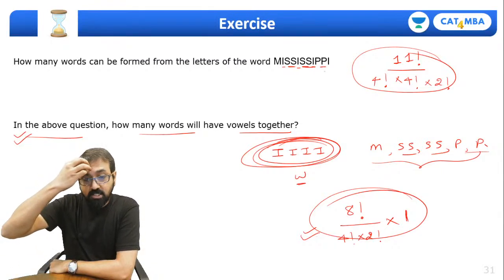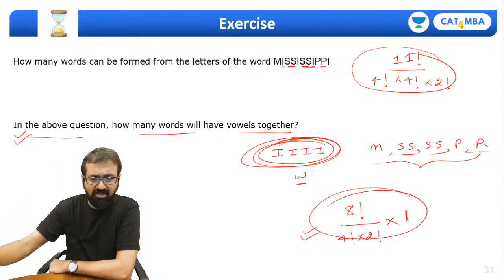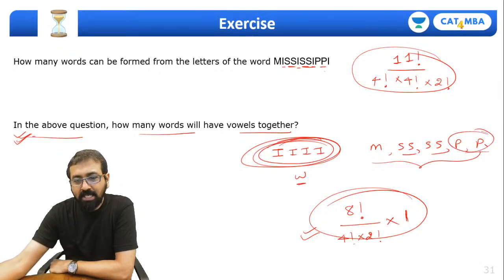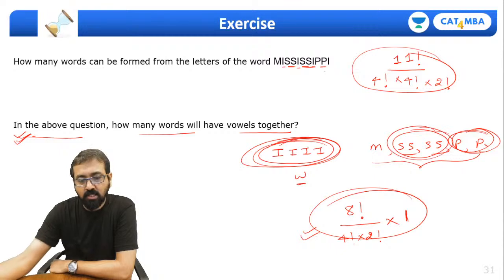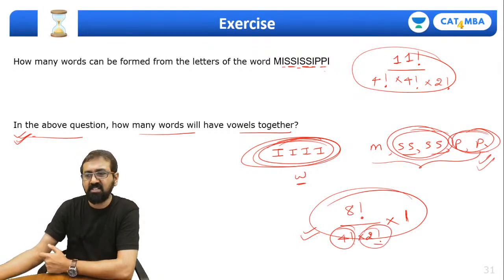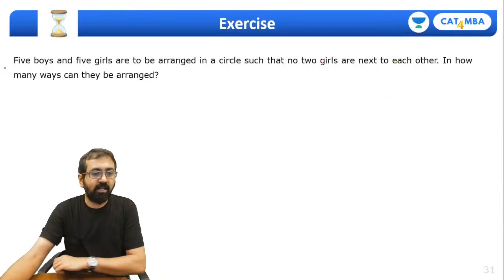In the second question, why 2 factorial? In this one, acha, there are 2 P's, right? See, there are 4 S, so 4 factorial. There are 2 P's, so 2 factorial. Very simple. Okay, let's go ahead.